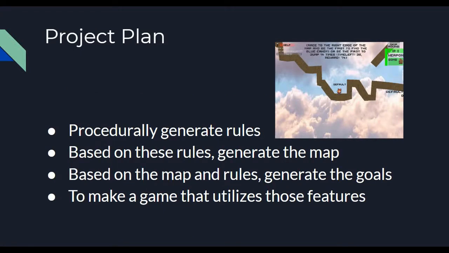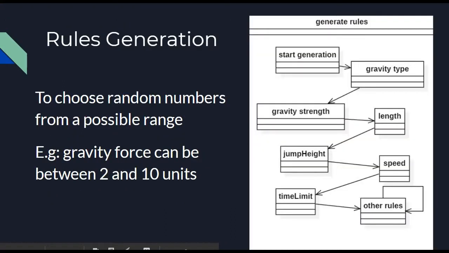So our plan was to first procedurally generate the rules, then based on these rules we generate the map, then based on the map and rules we generate the goals. And at the same time we make a game that utilizes those features. We generate various rules in our game. For example, we generate the gravity type, the gravity strength, the map length, jump height, player speed, and time limit.